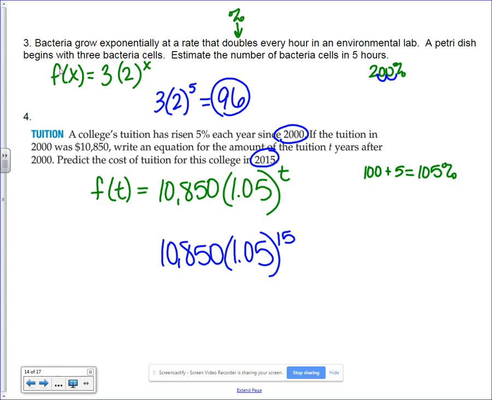Now, did it increase by a big percentage or a small percentage? It increased by 5%, so it should have only gone up a little bit. Did it only go up a little bit? Well, consider where we started. If I start at 10,000, going up maybe 1,000 or 2 isn't very much at that point, is it? No. So hopefully your answer makes sense. And I think it's like 12,000 something. Excuse me. 20.